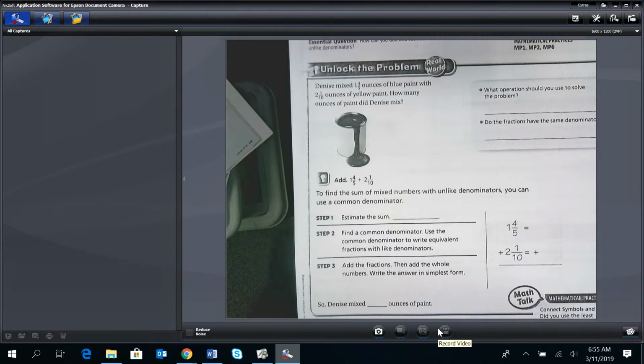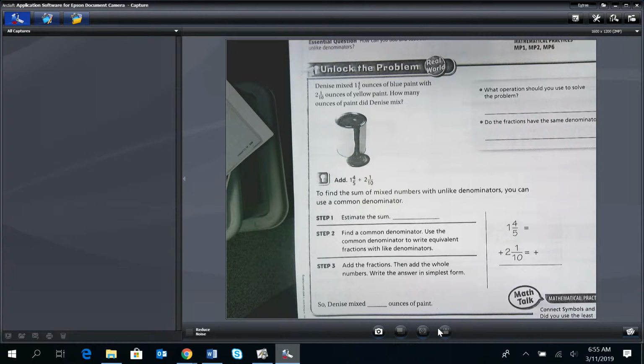Okay, guys, we're going to add and subtract mixed numbers. We've done a little practice with this. We're going to do a little bit more. Denise mixes 1 4/5 ounces of blue paint with 2 1/10 ounces of yellow paint. How many ounces of paint did Denise mix?